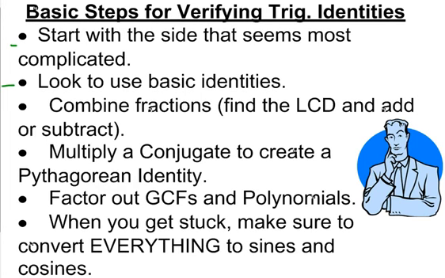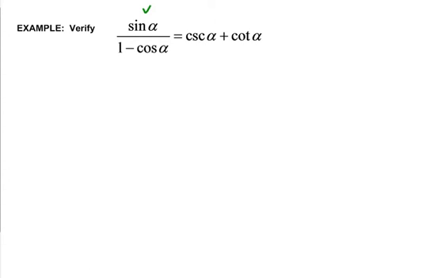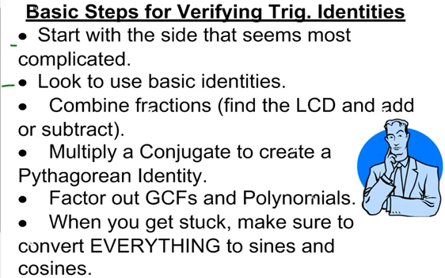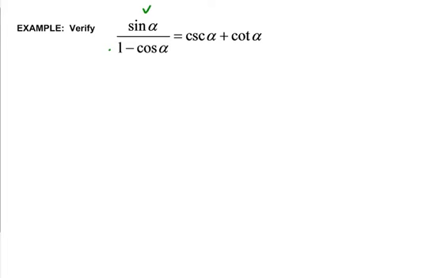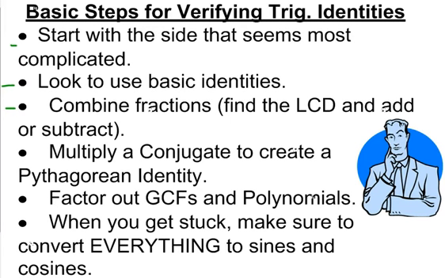We're going to look to use basic identities. As we look at this, I don't really see any basic identities in place. No Pythagoreans to be used right off the bat or anything like that. Again, I have 1 minus cosine alpha here, but it's not really a Pythagorean identity as it is. So we go back to our list. We combine fractions using the LCD and adding or subtracting. I've only got 1 fraction here, nothing to combine. So we continue on down.